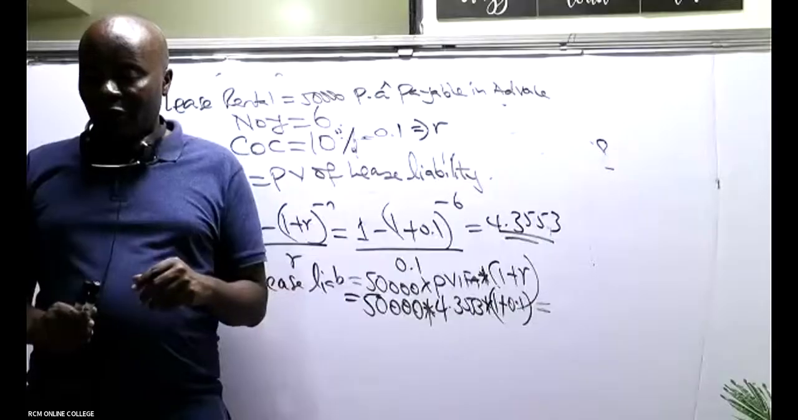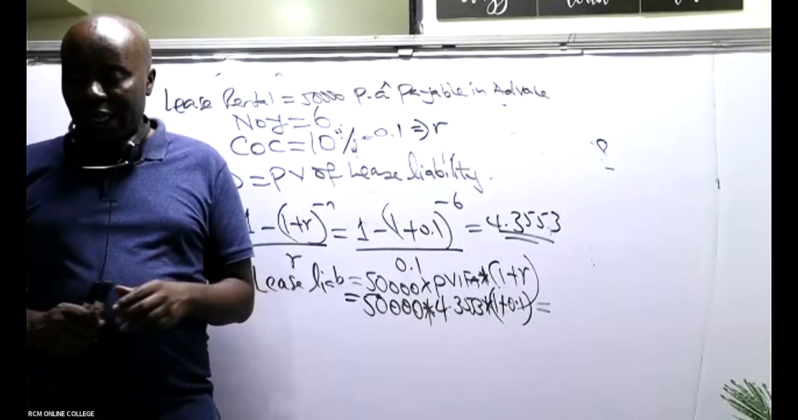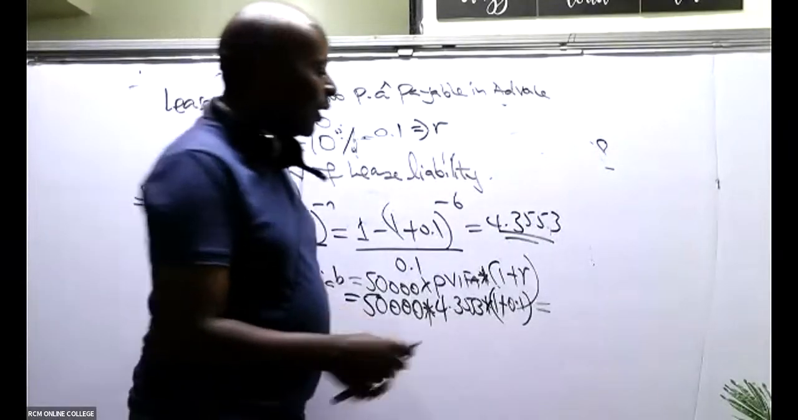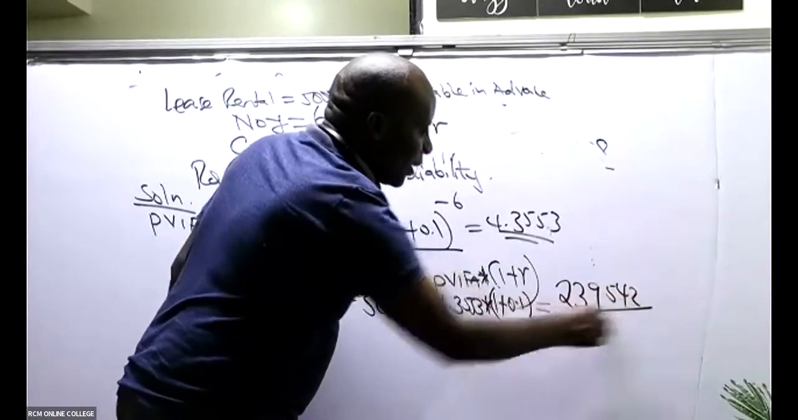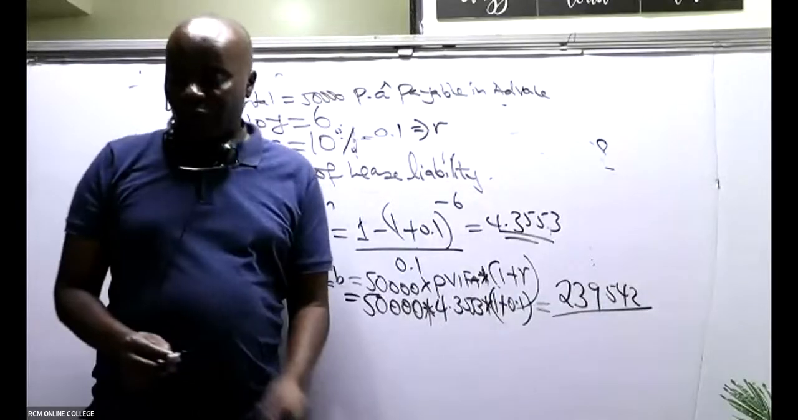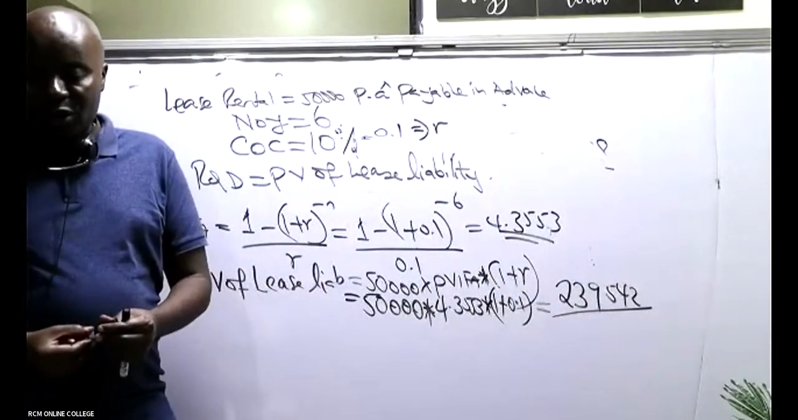So Mumbi is giving me a figure of 239,542. Is that figure correct? Thank you so much.